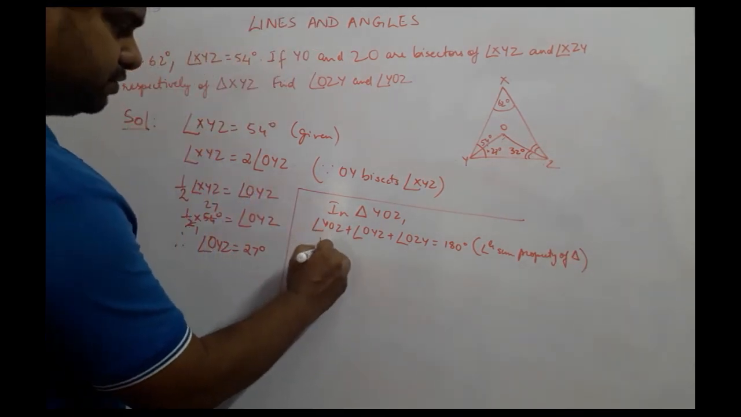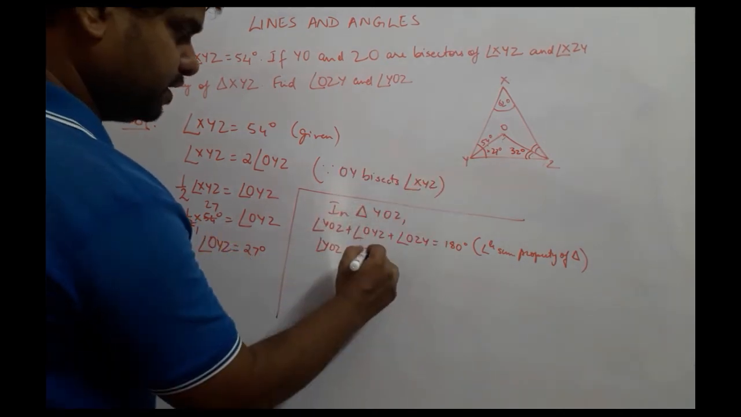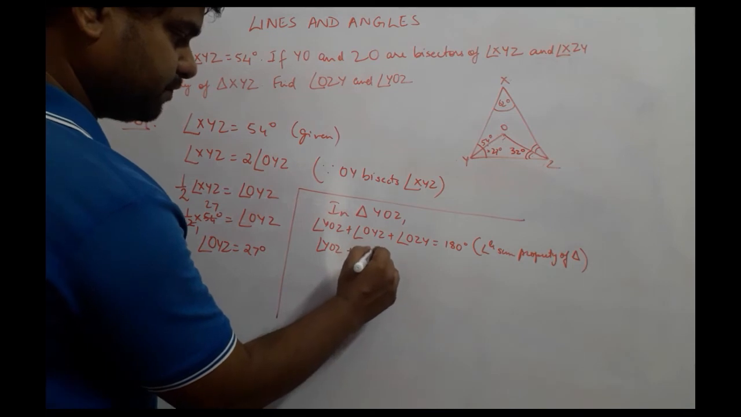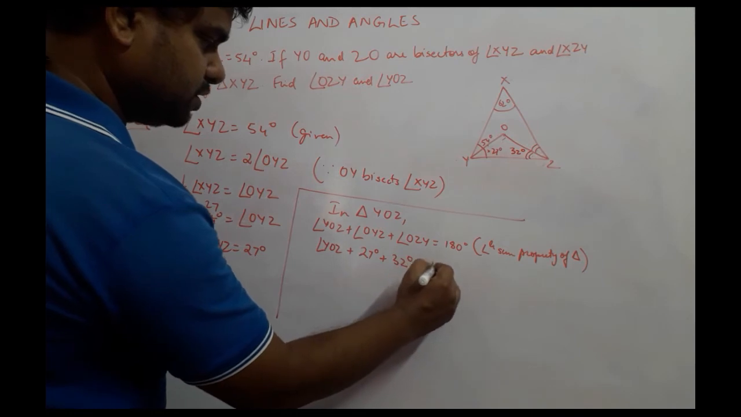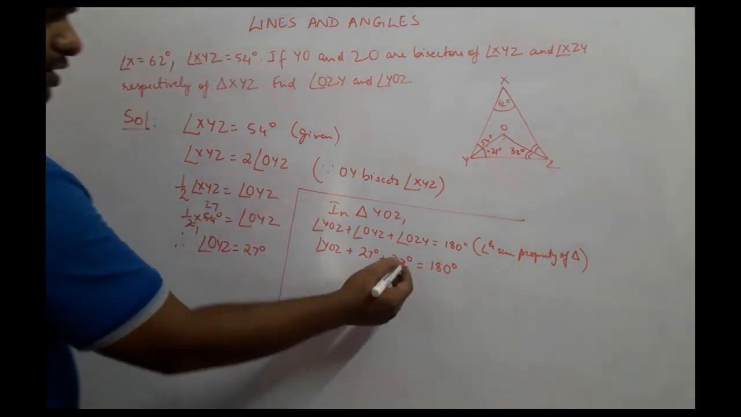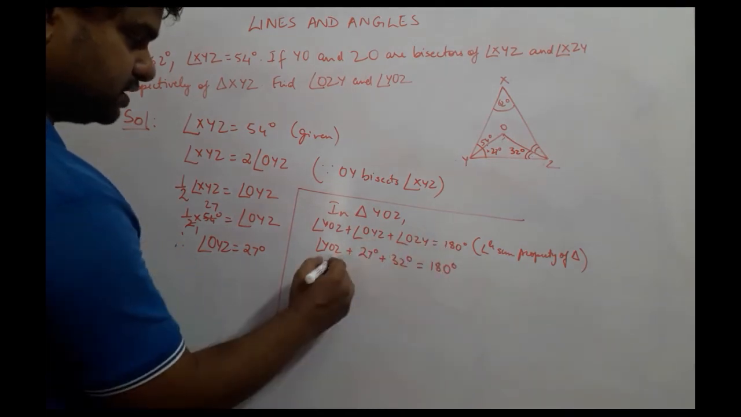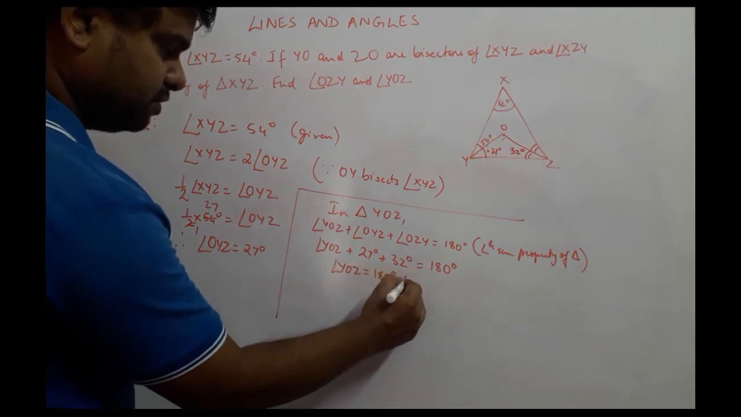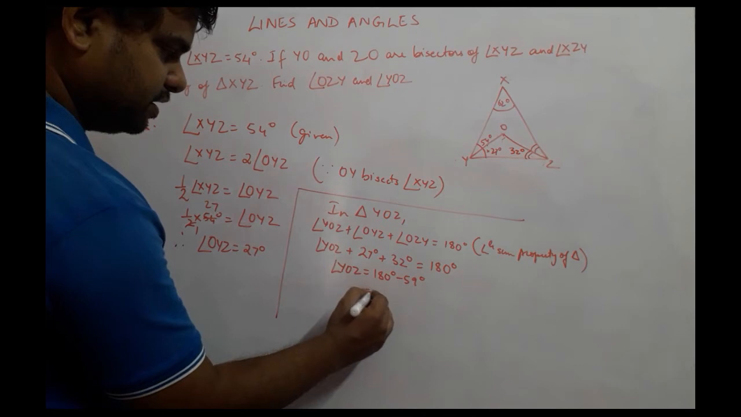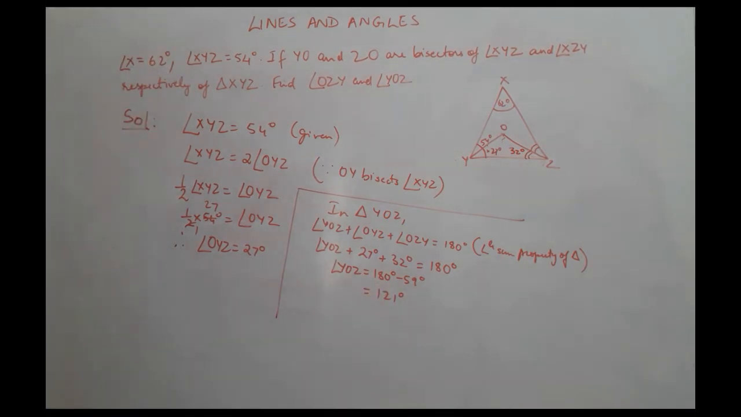YOZ we need to find out. OYZ we have just found out is 27 degrees, and OZY is 32 degrees, all equal to 180 degrees. If we add 32 to 27, we get 59 degrees, which we take on the other side and it becomes negative. So YOZ equals 180 degrees minus 59 degrees. That comes to 121 degrees. Okay, so I hope you understood.